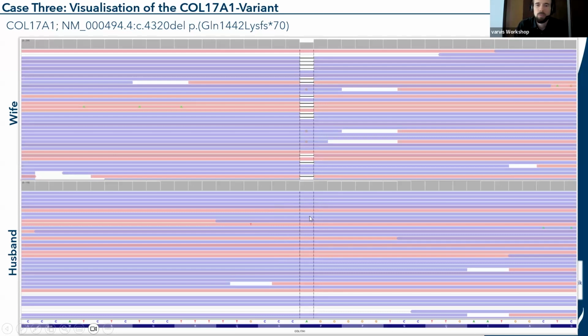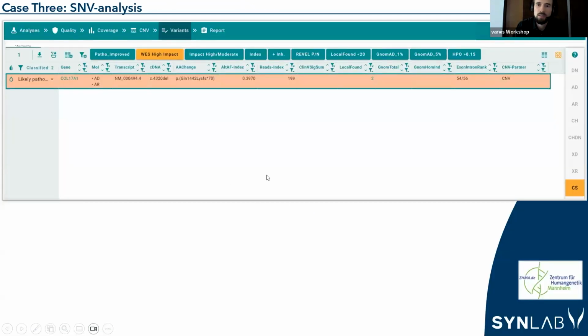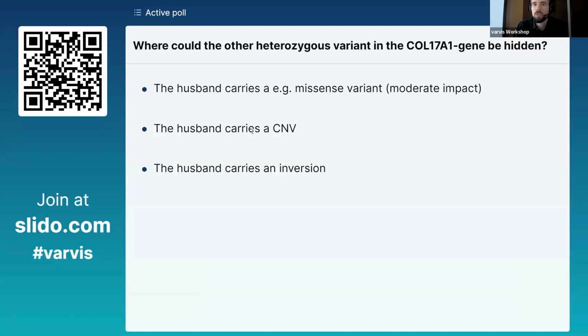So we were actually a bit puzzled, because we didn't know why Varvis was showing us this variant, and this would then be also my next question: what could be the other heterozygous variant in the COL17A1 gene? The options: the husband carries a missense variant, since it has a moderate impact and is not shown by the high impact filter; the husband carries a CNV; or the husband carries an inversion.